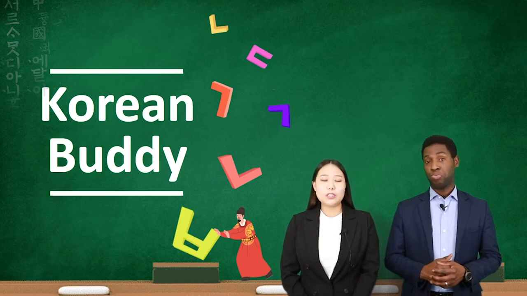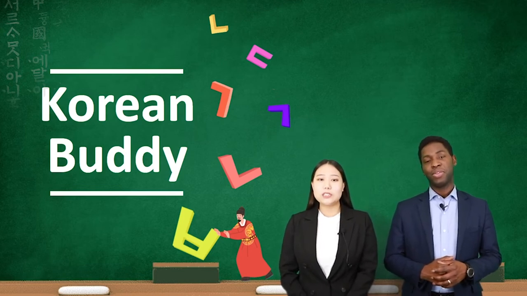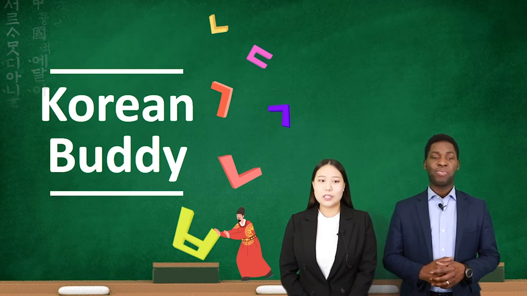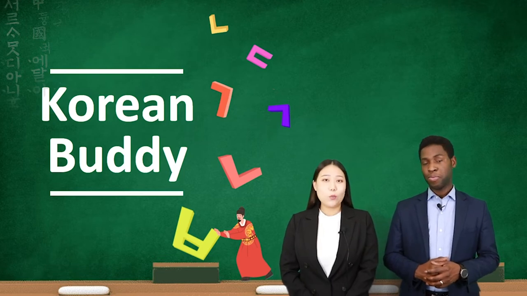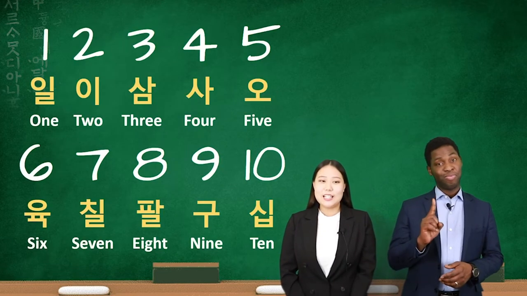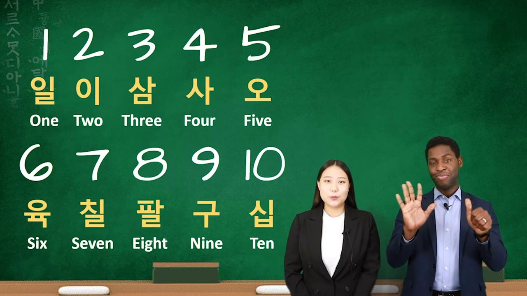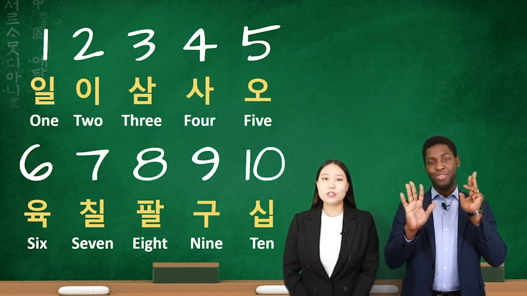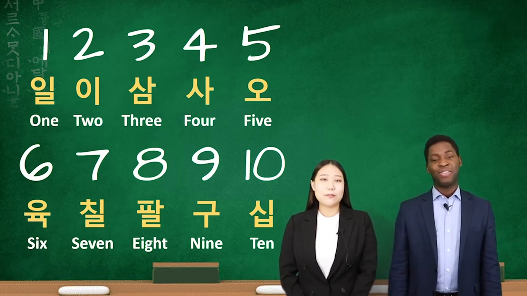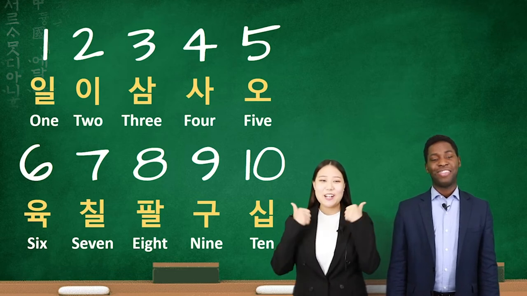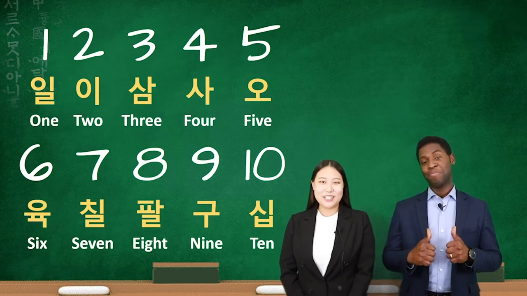Do you remember the words we learned last time? Last time, we learned words about Chinese character numbers. Shall we review it to make sure you remember it well? 1, 2, 3, 4, 5, 6, 7, 8, 9, 10. How was it? Do you remember? Okay, great. I think you are getting better and better.